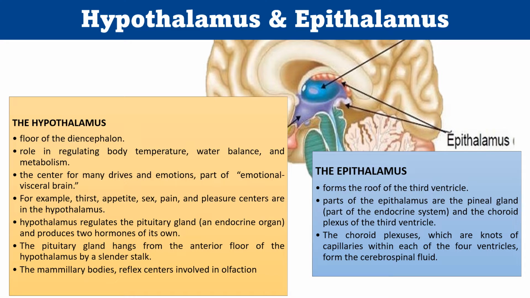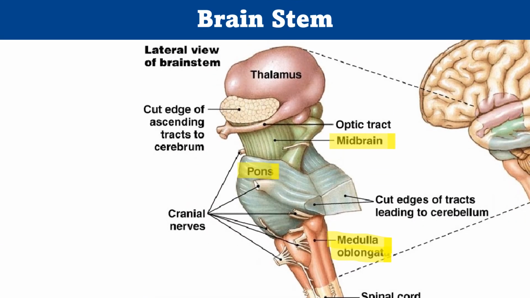Then we have the epithalamus. The epithalamus forms the roof of the third ventricle. Parts of the epithalamus are the pineal gland, which is part of the endocrine system too, and the choroid plexus of the third ventricle. The choroid plexuses, which are knots of capillaries within each of the four ventricles, form the cerebrospinal fluid. Moving on to the brainstem.